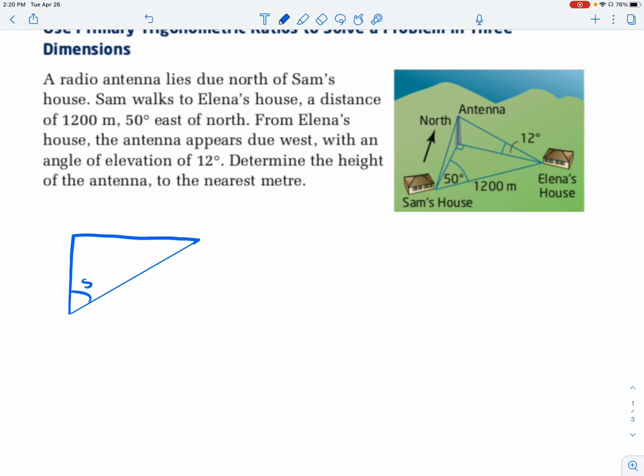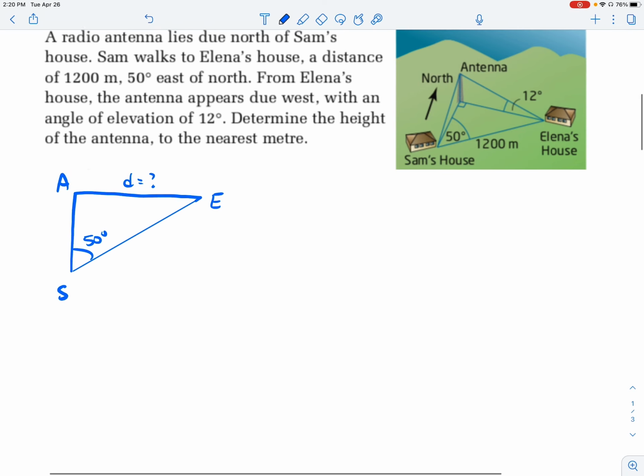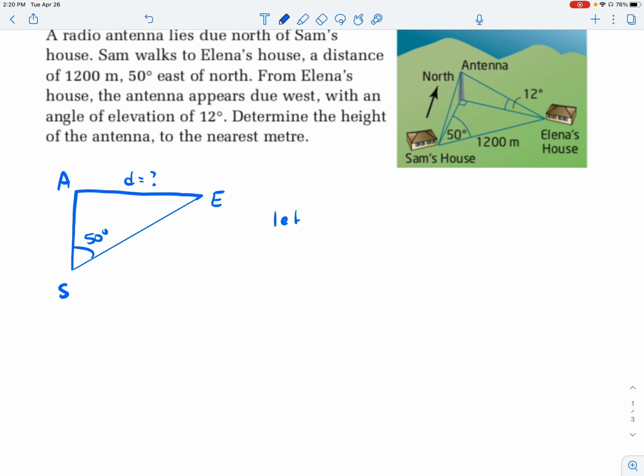Okay, so there's the 50 here. There's Elena's house. Here's Sam's house. And we'll label this A for the antenna. So from A to E, I'm going to call it D. That's just the distance from Elena's house to the antenna. Okay, so I'm going to write that down here.